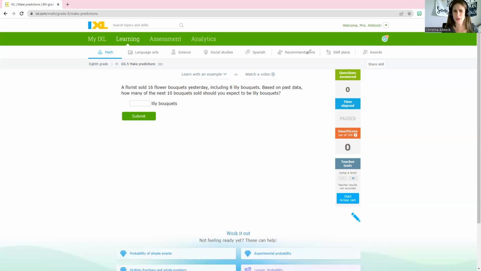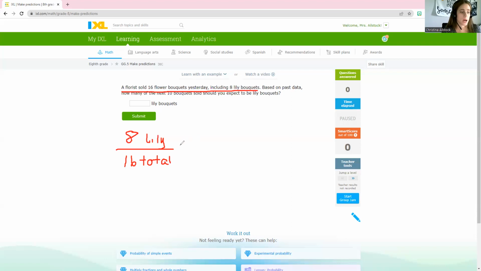All right, so back to the question, now that we've made that connection, we first want to set up our experimental probability, which would be this first sentence right here. This is the information that we know. The florist sold 16 flower bouquets, and out of that 16, because it says including, 8 of them were lily bouquets. So we have 8 lily bouquets out of 16 total that were sold.